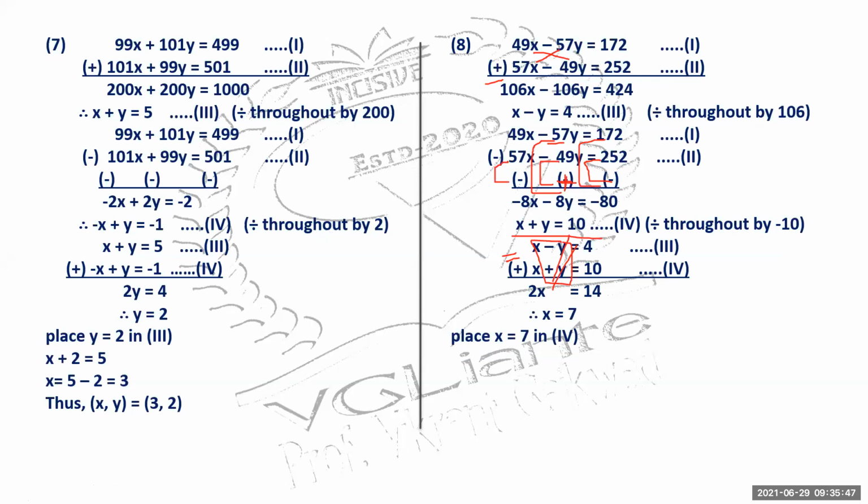Now this value of x, you're going to put in equation 4. Once you put that in equation 4, your y is 10 minus 7. What is the value of y? 10 minus 7 is 3. So thus, the value of x is 7 and y is 3.